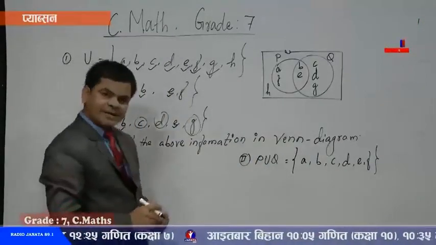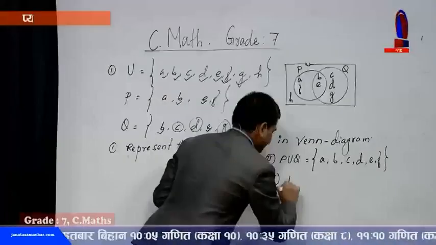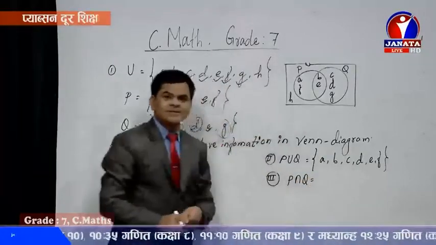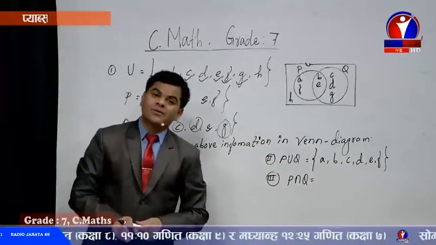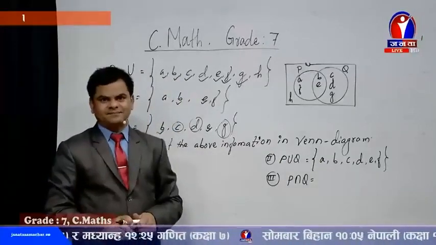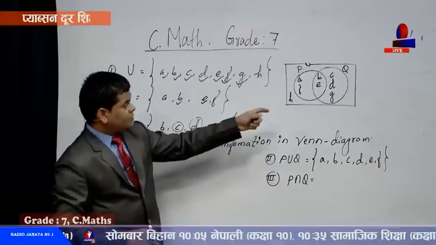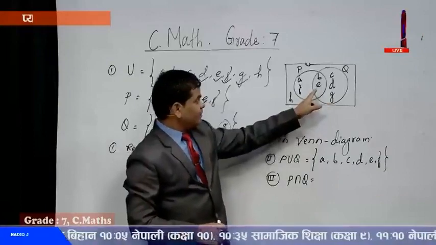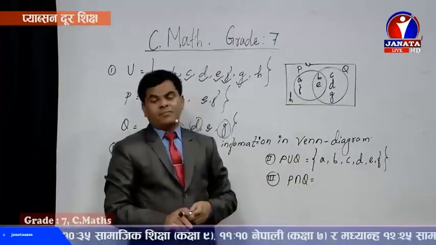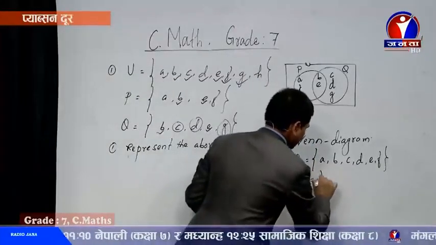Now similarly, dear students, if you have to find out another one, P intersection Q, what do you mean by this? You have understood, isn't it? P intersection Q represents the common elements between both sets. So if you see between these two, the common area belongs here, isn't it? So P intersection Q represents the elements contained in the common area. So if you take them out from there, which are the elements?